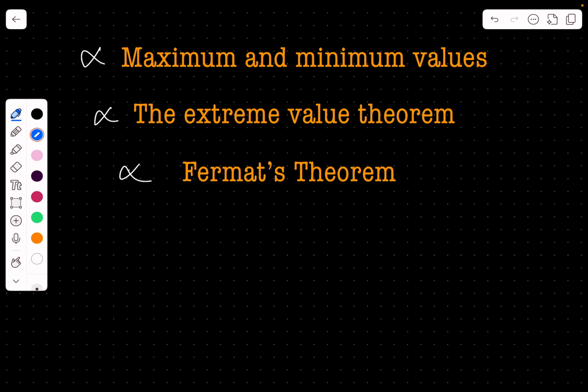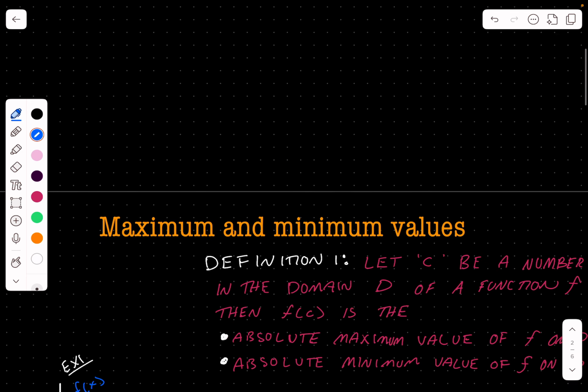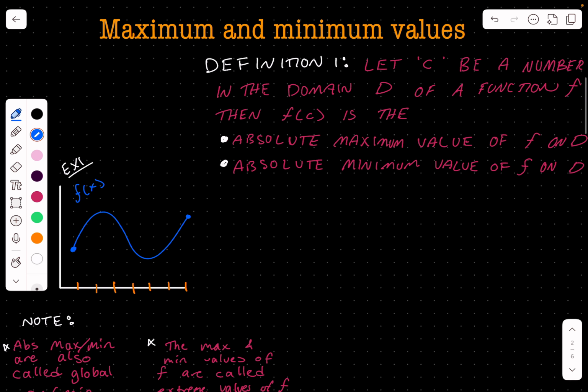In the next video, I'm going to do problems where we find critical points, max, min values inside of an interval and then outside of an interval. So let's jump right into it.